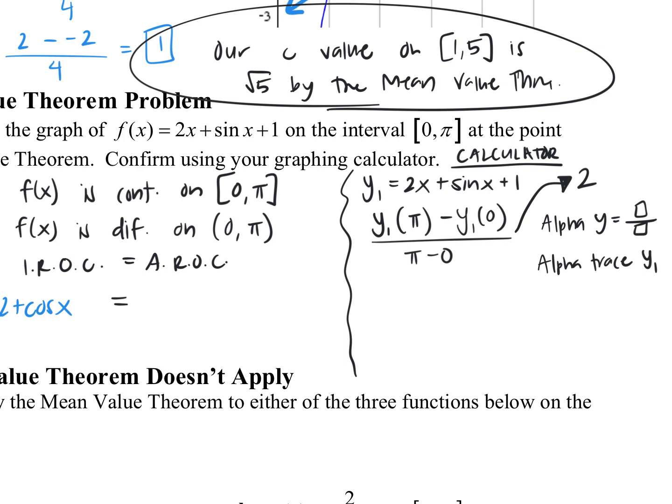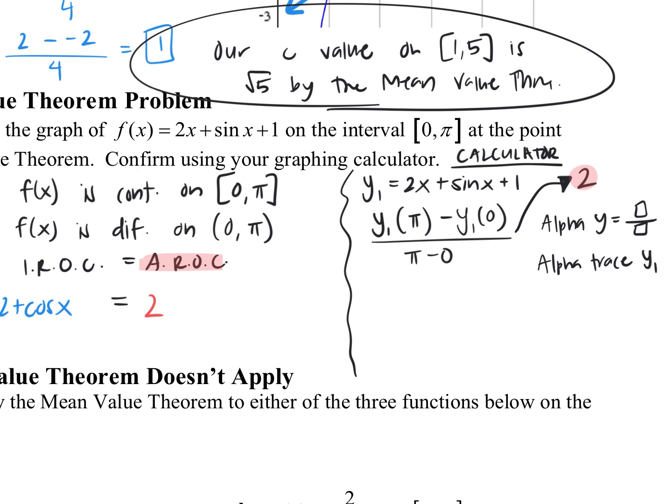but let's say the average rate of change was like 2.5732. I wouldn't be able to solve that with that equal to 2 plus cosine of x. So if you can use a calculator, your calculator can pretty much do this for you once we get that value. So we know that the average rate of change is 2, and we found that from our calculator.